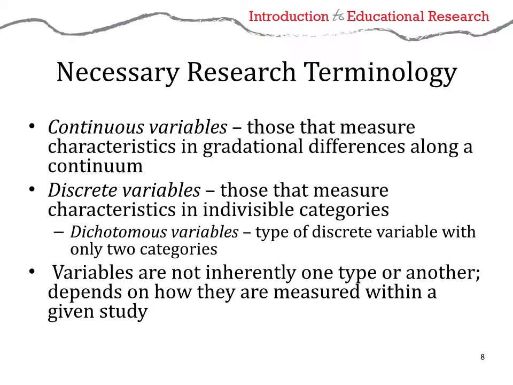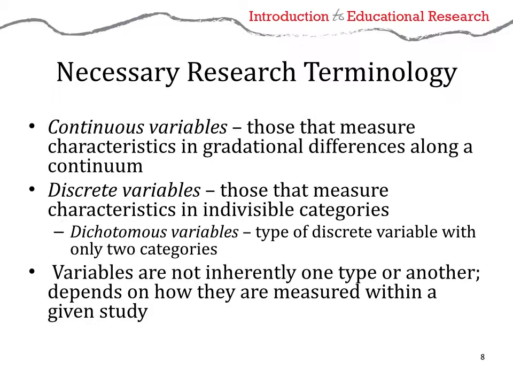So continuous variables are those that measure characteristics in gradational differences along a continuum. You can think about certain test scores fitting this profile, temperature, if you're looking at skin conductance and skin temperature. Oral reading fluency would fit this as a continuous variable. So I hope you get the sense of that. We can discuss that more if you're interested.